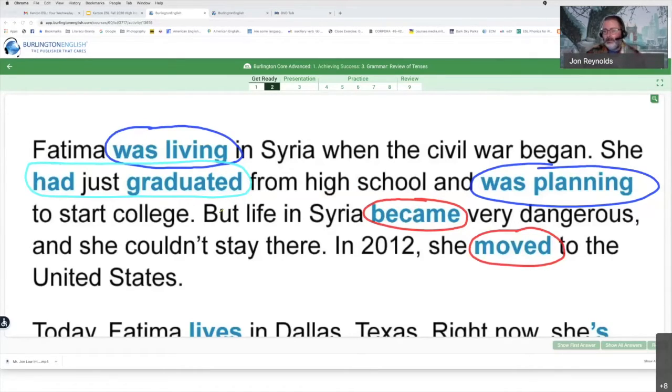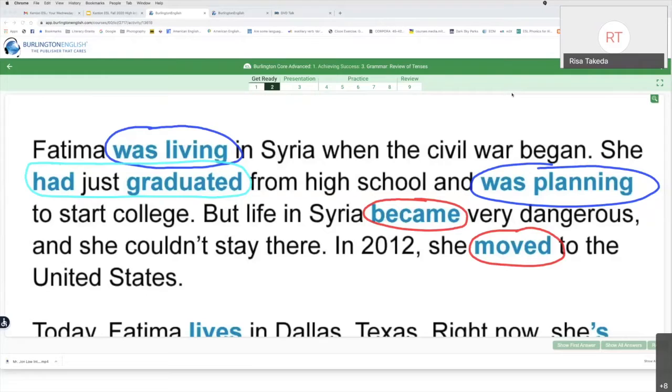Now, look at the last sentence. "In 2012, she moved to the United States." Now, could I say "she was moving to the United States in 2012"? Would that make sense? No. Why not? She was moving. It was not an ongoing action. Yeah, so Risa, say it again. It was not an ongoing past action.